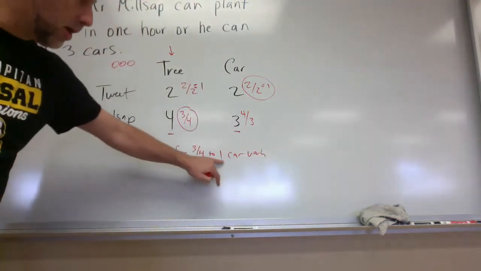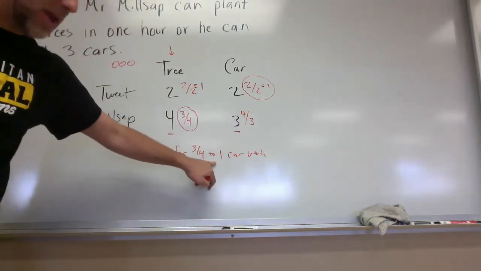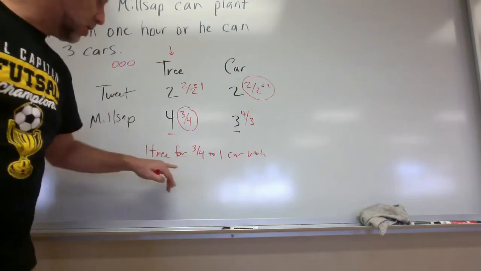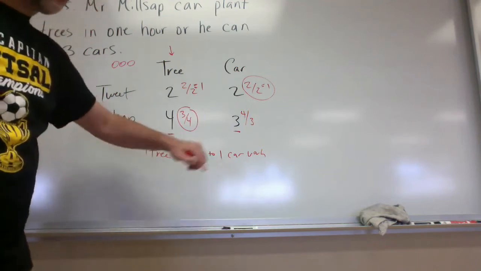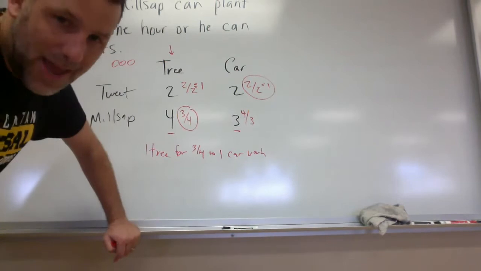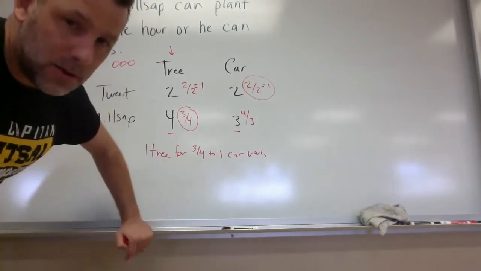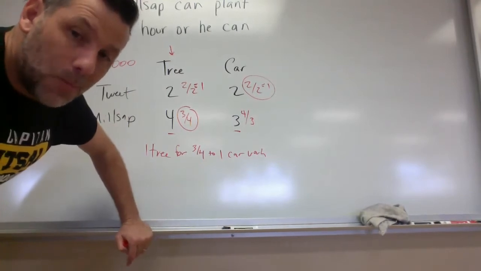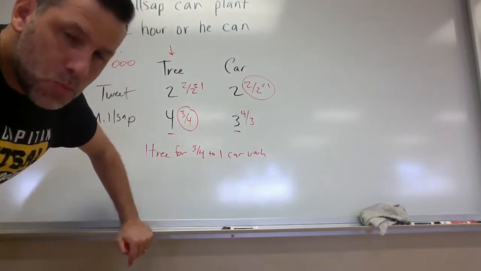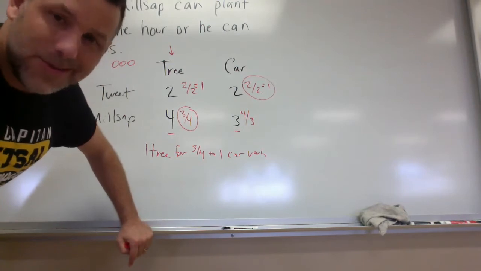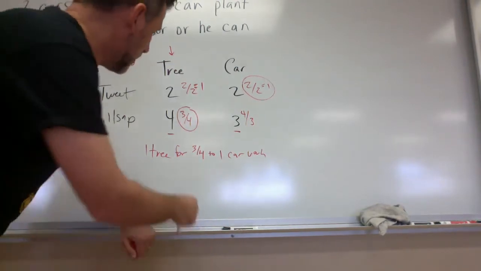3/4 doesn't work. 1 doesn't work. It's got to be a number in between those right there. So like one tree for 4/5 of a car wash, 0.8, that would work. One tree for 0.9 car washes, that would work. 0.99 would work. 1.01 doesn't work. It's got to be in between, right?